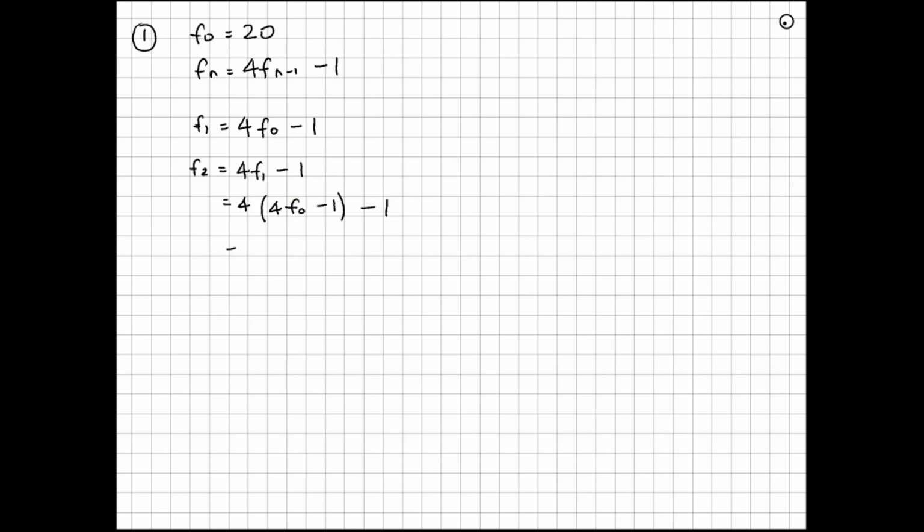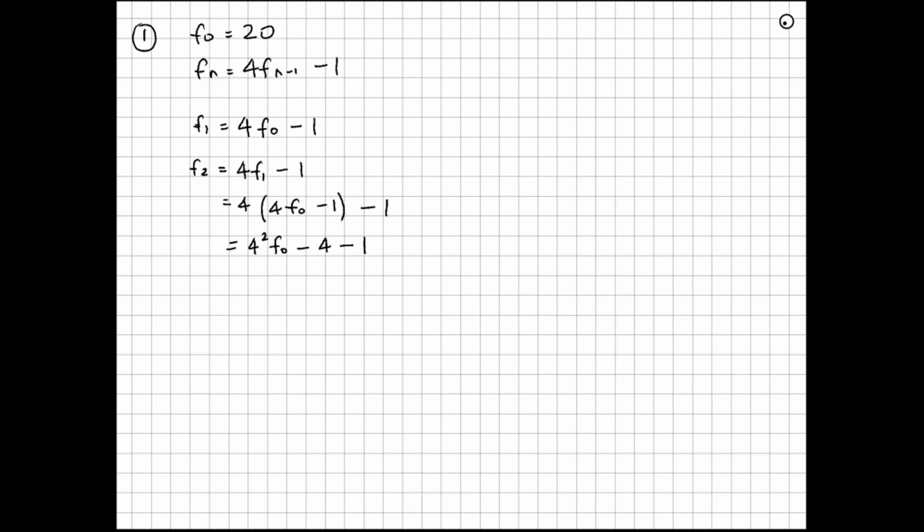So if I just expand this, again, rather than do 4 times 4 is 16, as the question tells us, it wants us to instead leave it without being evaluated. So I'll write that as 4 squared times f0 minus 4 times 1 is 4. And then minus 1. And again, I'm not going to evaluate that, minus 4 minus 1. We'll leave it unevaluated. So that's f2.